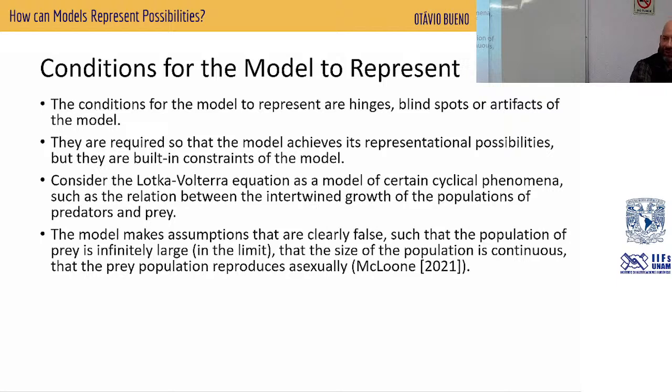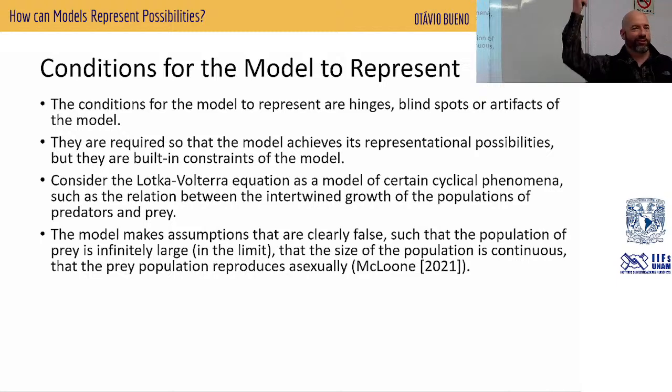So there are no jumps, or it just grows in a continuous way, right? The prey population reproduces asexually, so there are no variations, and of course all of those things are false, right? And those specific assumptions that I list there are there so that you can apply mathematical analysis to the model, because otherwise the mathematics doesn't work, right? You cannot do that with discrete phenomena.